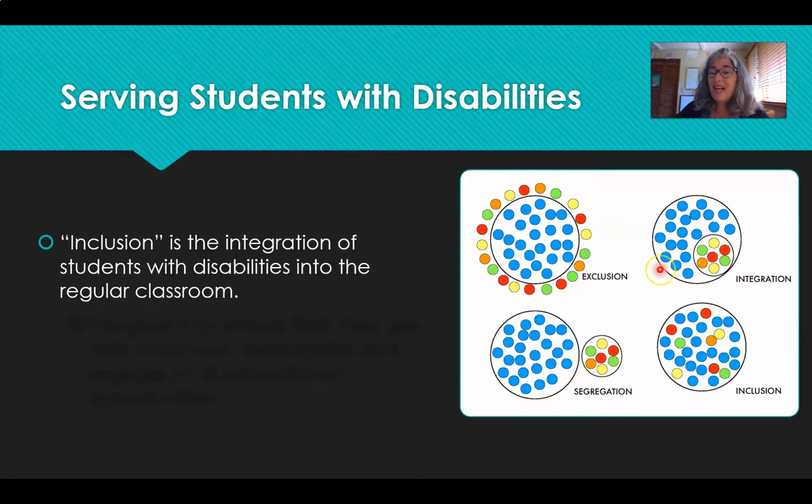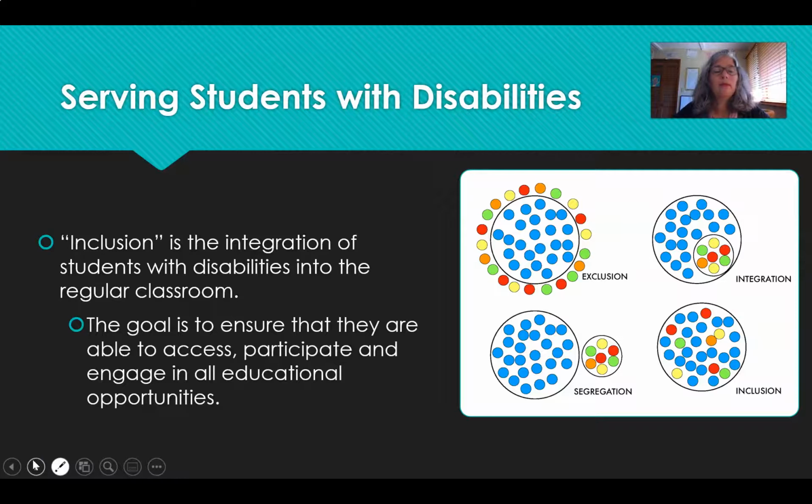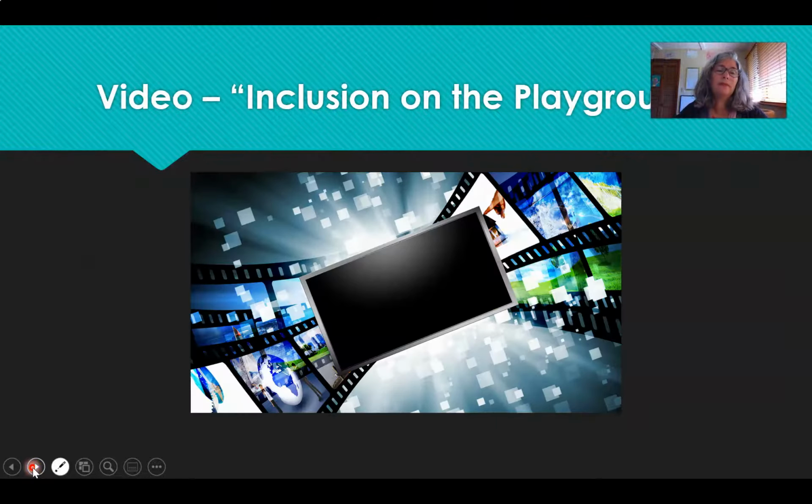Integration, they're in the classroom, but they're still separated in some way, even though they might physically be there. And this would be full inclusion. The goal is try to make sure that your students are able to access educational opportunities, participate in them, engage in them at a level that is appropriate for them, as well as not being disruptive to the other students. Here's a short video looking at inclusion on the playground.